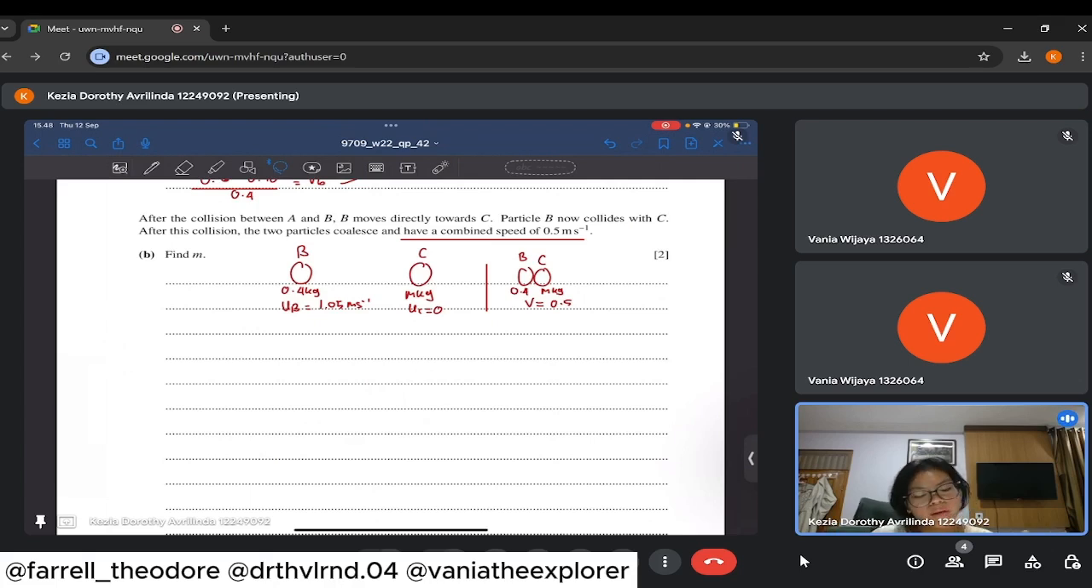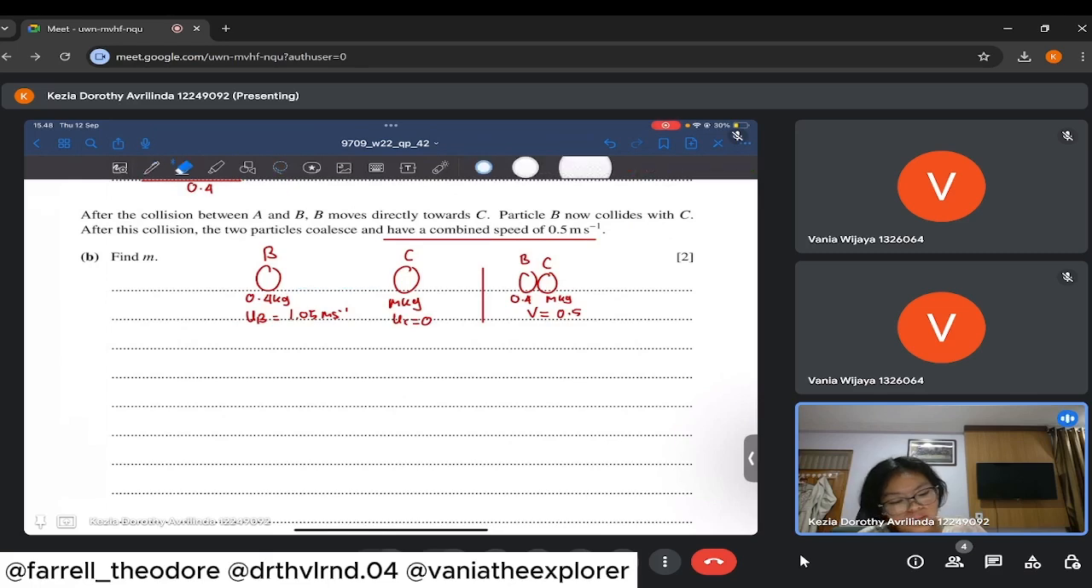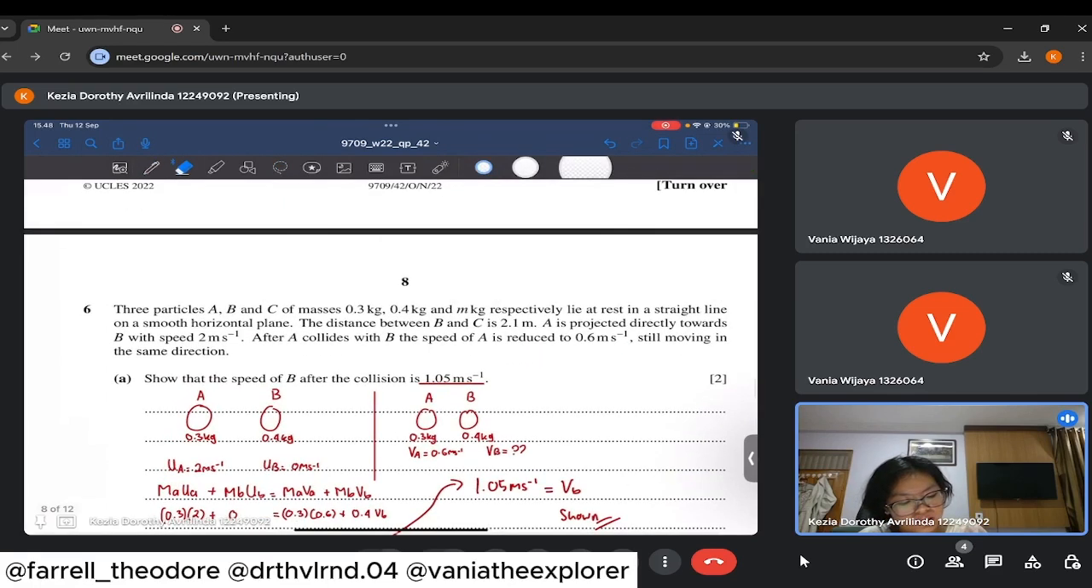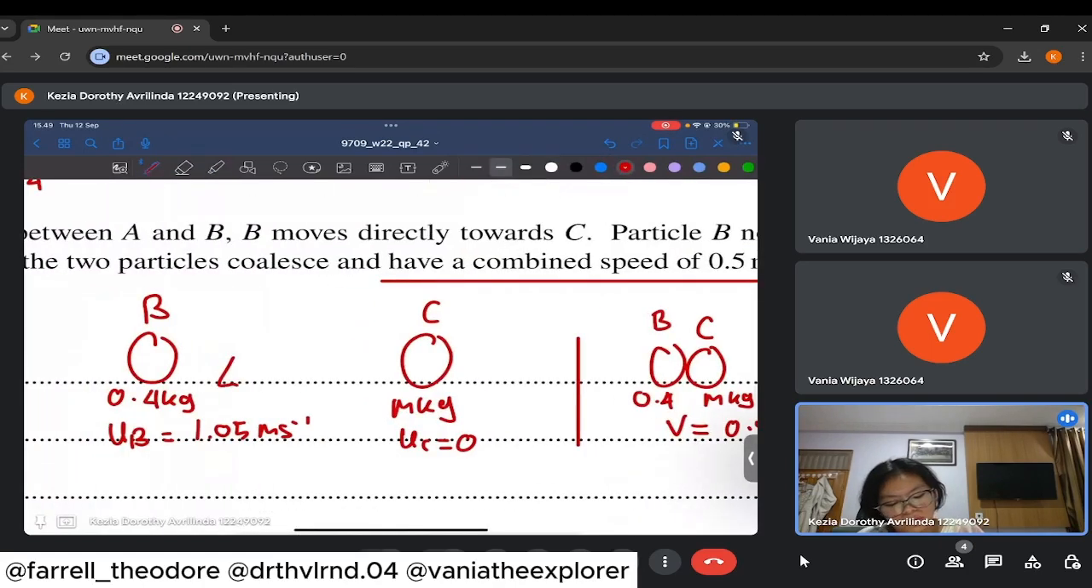In question B, I've already drawn the diagram. Oh wait, I forgot. In question A, it also states that there is a distance of 2.1 meters. There. But it's not really important for question B. It's going to be important for question C later on. But it's just a small detail that can be added.